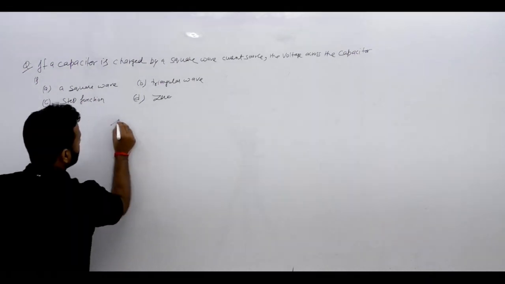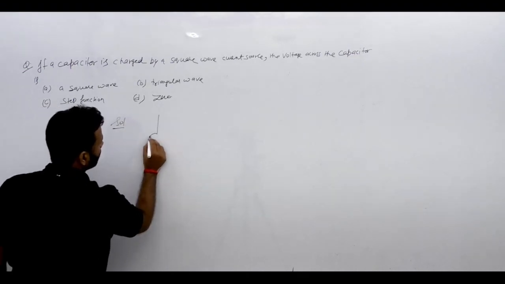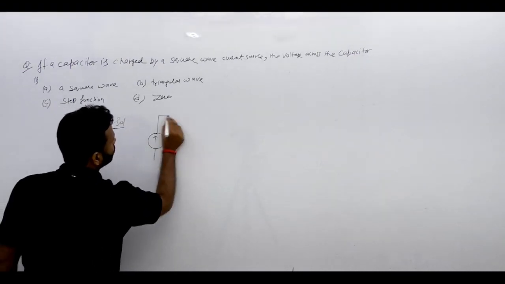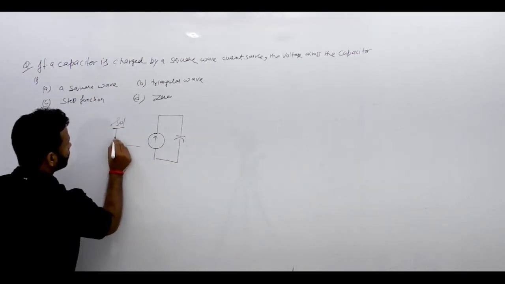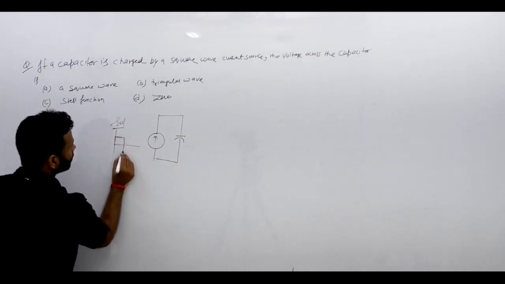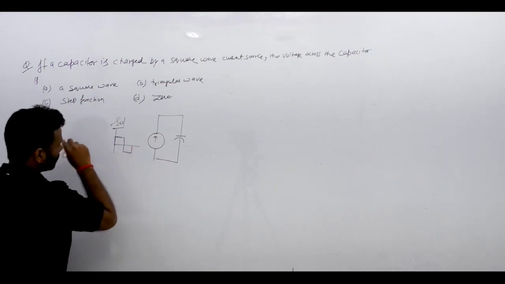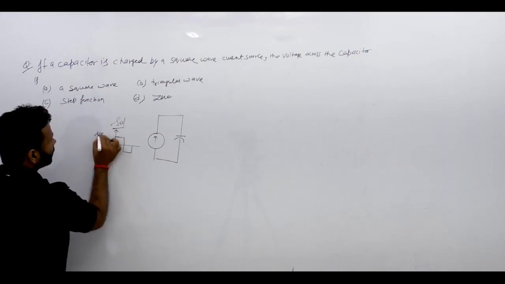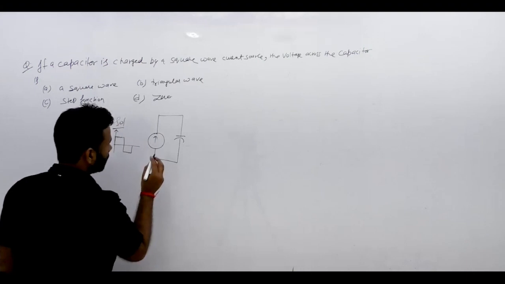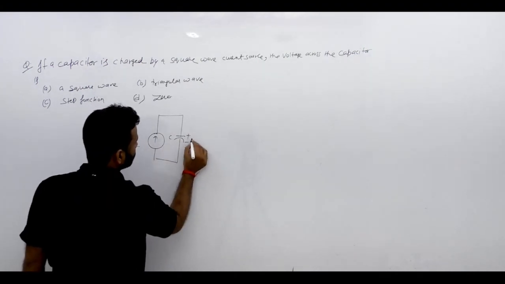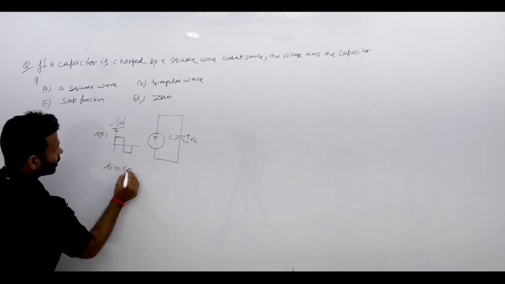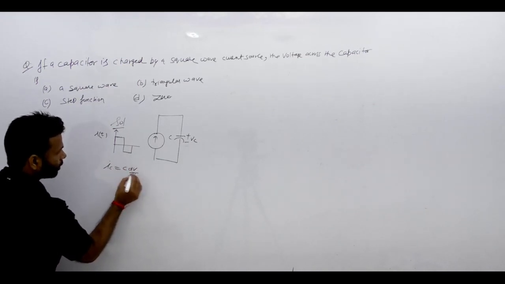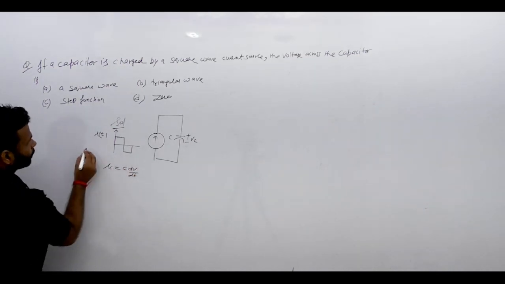Okay, now let's see the solution. Now, if the capacitor is having a current source of a square wave, okay, this is a waveform of I(t). Now, what is the C, and it is VC. So IC is C dV over dt. Okay, now what is the equation of current?